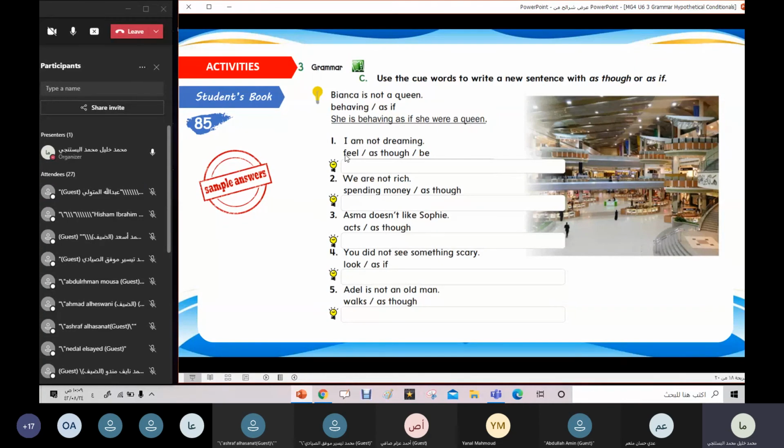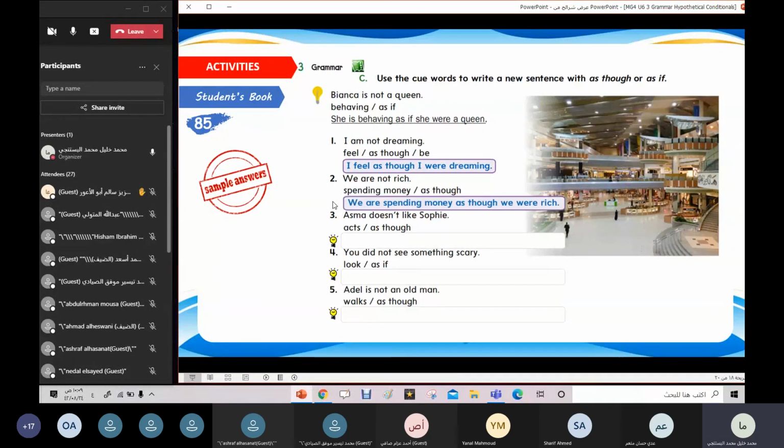Number one, Sharif, read. Feel as though I'm not dreaming. I feel as though I were dreaming. Good. Number 2, we are not rich, but we are spending money as if. Yes, Abdulaziz. We are spending money as though we were rich. Good.